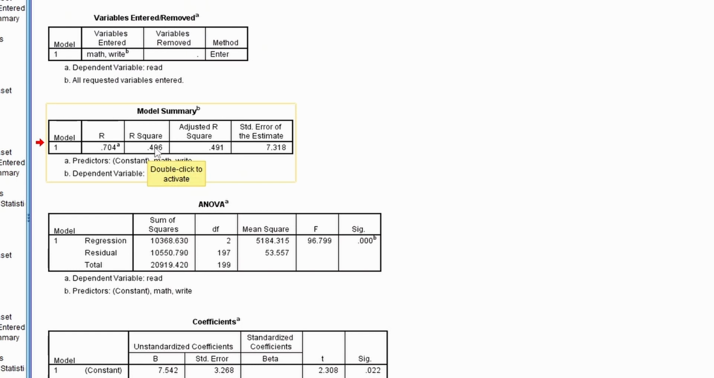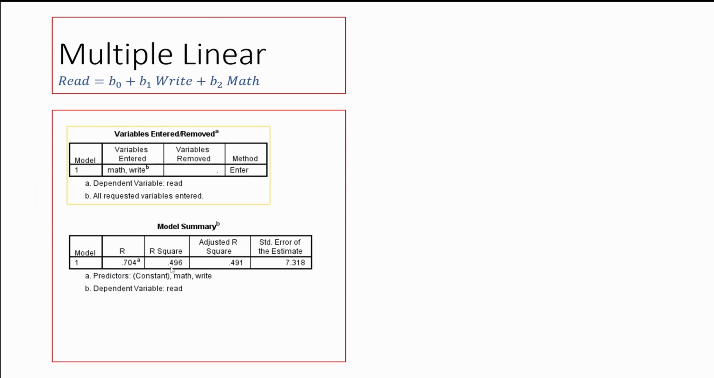Let's see. The second table shows the R square is 0.496. So what does it mean? It means that writing and math combined explain 49.6% of the variance of the reading score. So these two variables explain the variance of the dependent variable.